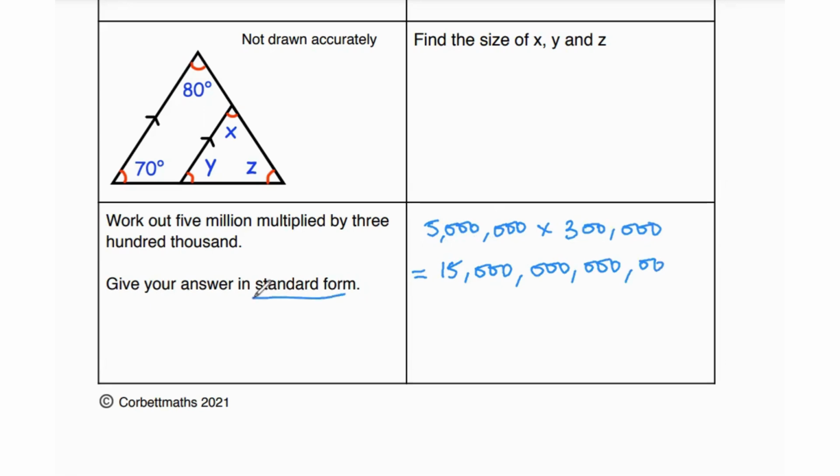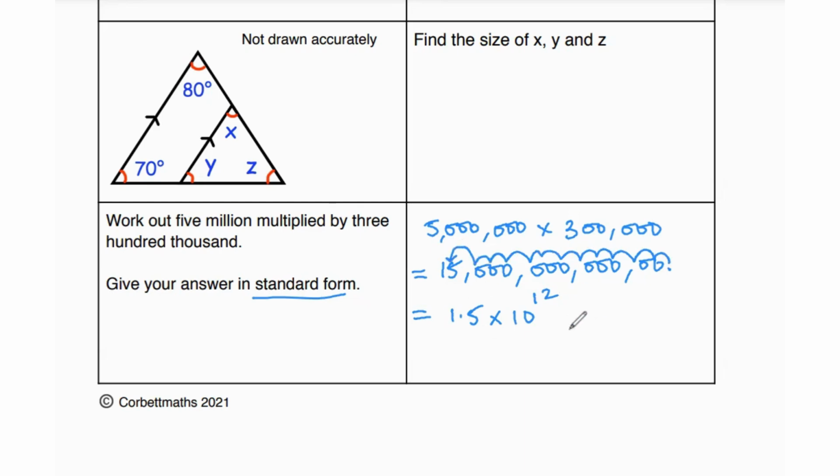Since they give your answer in standard form, that's going to be 1.5 times 10 to the power of 12. Every whole number has a decimal at its end. So you move the decimal 1, 2, 3, 4, 5, 6, 7, 8, 9, 10, 11, 12.